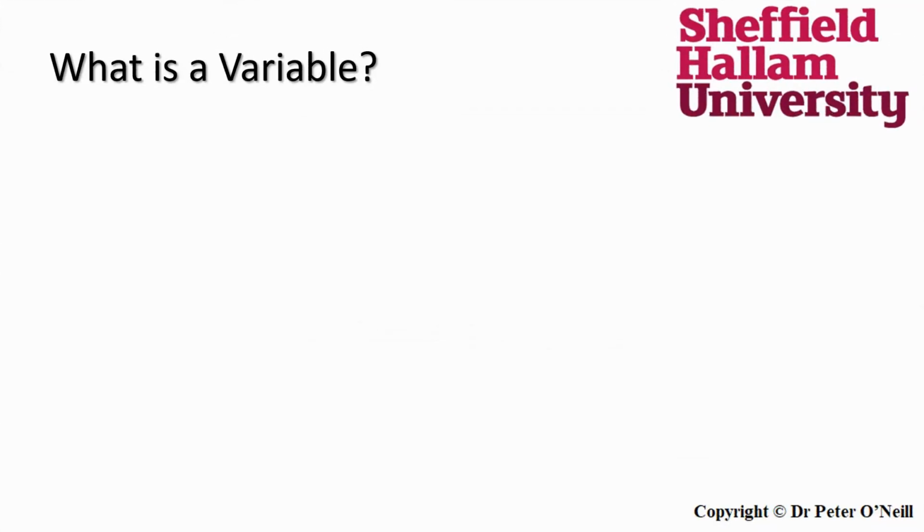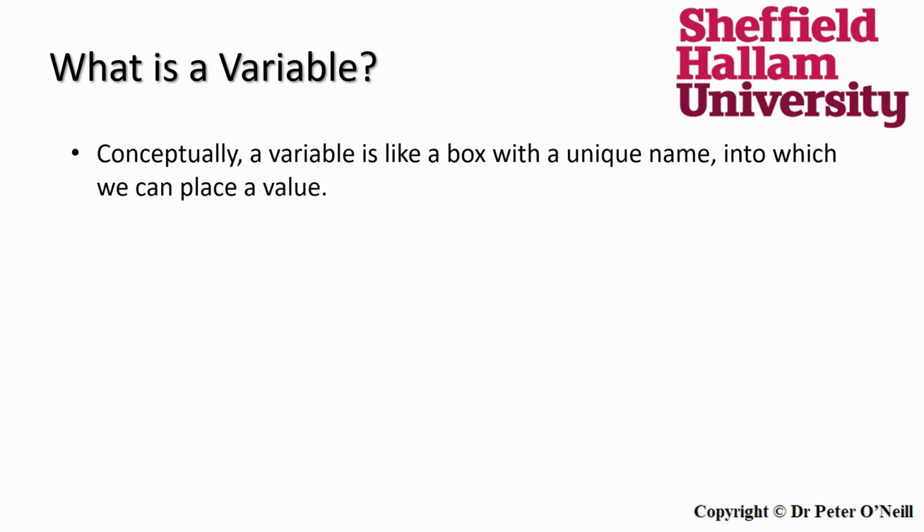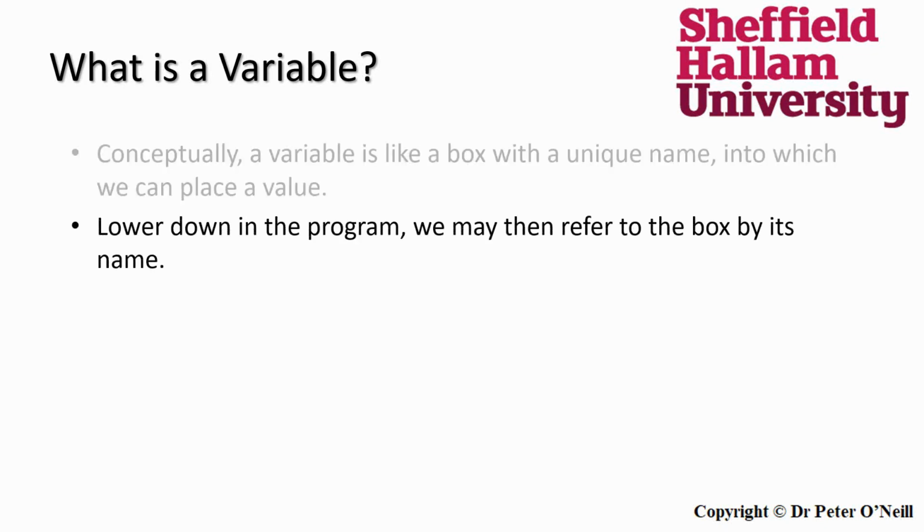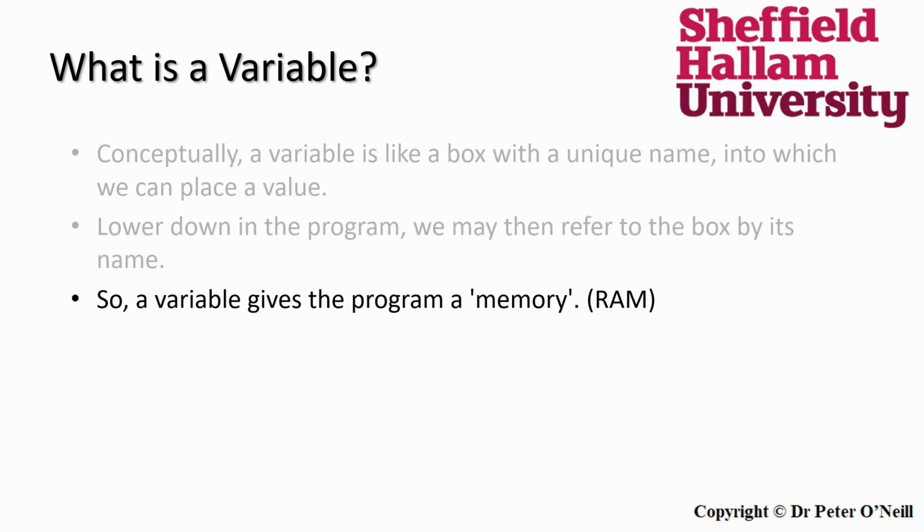Okay, without further ado, what is a variable? Conceptually, a variable is like a box with a unique name into which we can place any value we desire. Lower down in our program, we may want to refer to this box to use that value, and we will do that by using its name. Also, a variable in a program gives it memory, something we call RAM, random access memory.